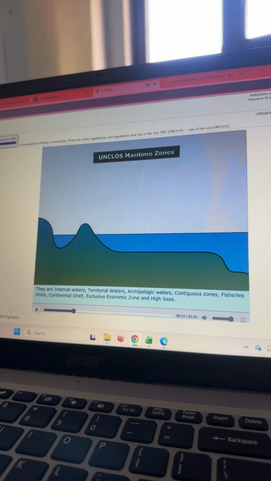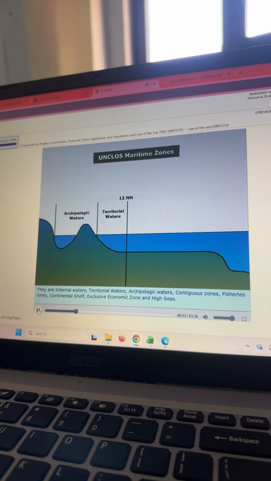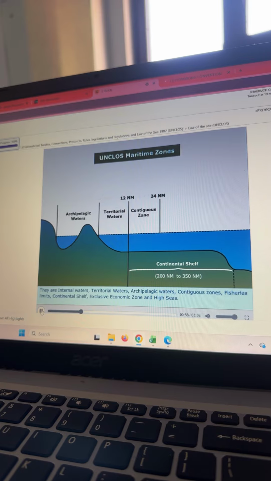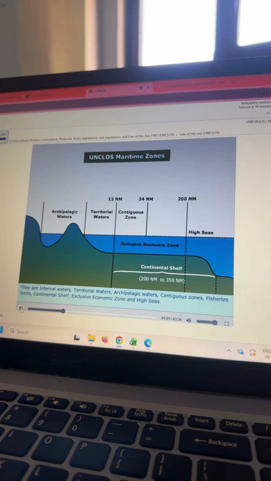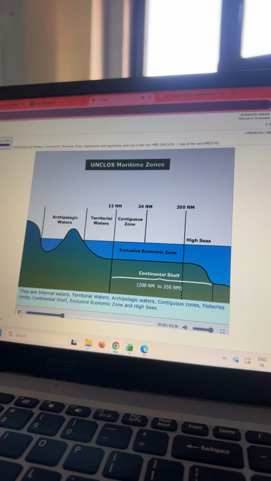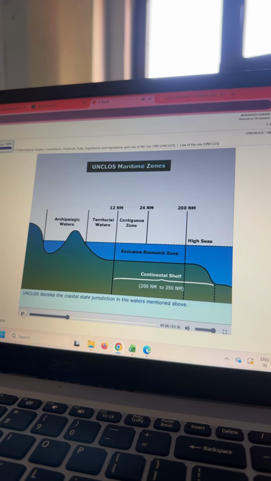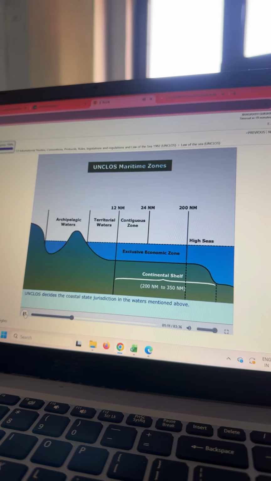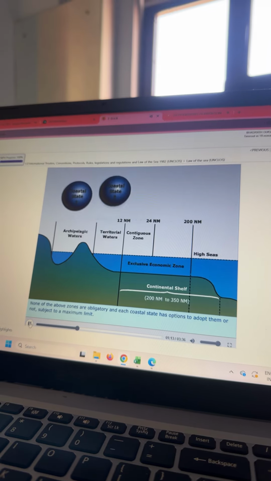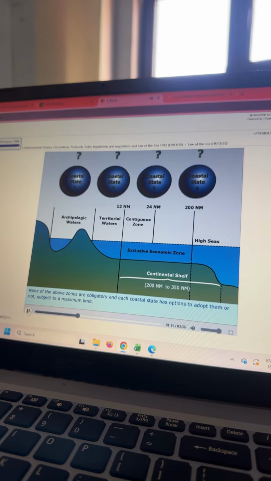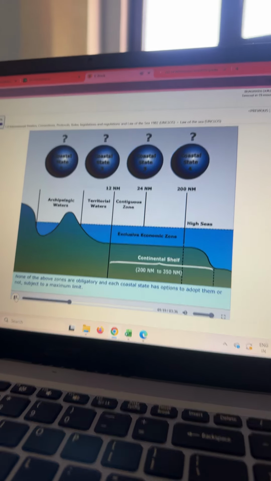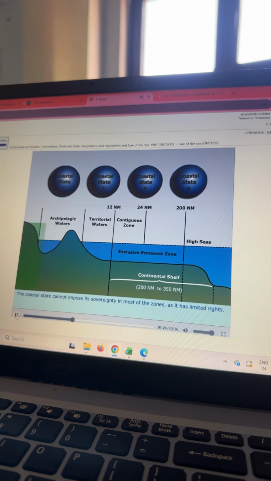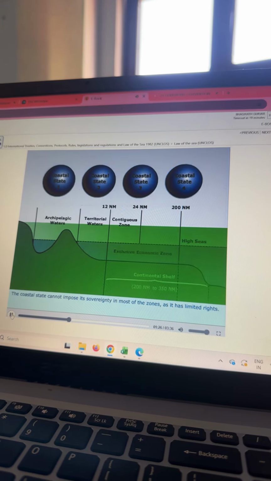They are internal waters, territorial waters, archipelagic waters, contiguous zones, fisheries limits, continental shelf, exclusive economic zone, and high seas. UNCLOS decides the coastal state jurisdiction in the waters mentioned above. None of the above zones are obligatory, and each coastal state has the option to adopt them or not, subject to a maximum limit. The coastal state cannot impose its sovereignty in most of the zones, as it has limited rights.